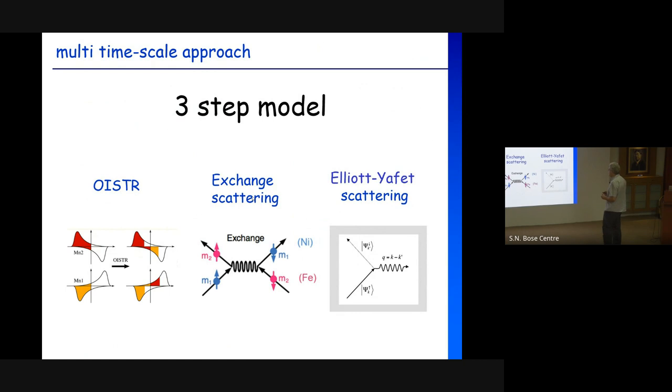So perhaps here a three-step model. First, OISTR, which is really very fast. Then exchange scattering, which equalizes nickel and iron. And then the Elliott-Yafet scattering, which brings everything to the normal demagnetization curve that we have seen before.